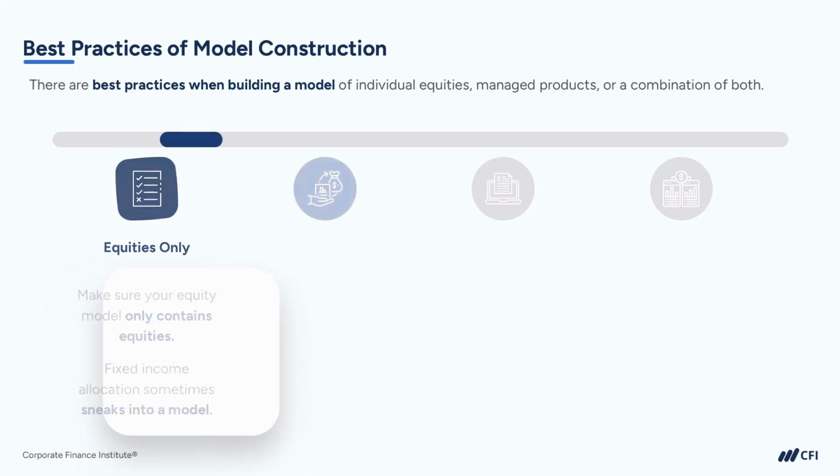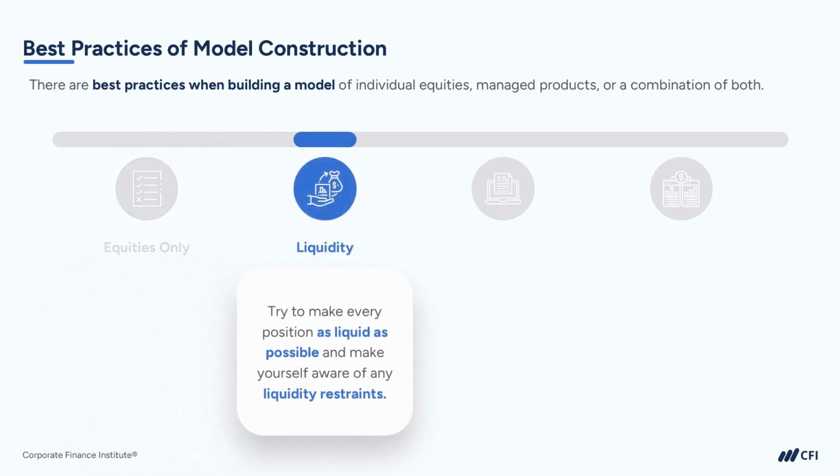Next, try to make sure that every position in your model is as liquid as possible and make yourself aware of any liquidity concerns or constraints early on. For example, small cap, thinly traded stocks may not always be easy to trade due to low volume and liquidity, making getting in and out of these positions difficult and potentially expensive. Other products like structured notes can only be bought and sold from the dealer that manufactures them, and you can't buy more of the same note a client already owns after the issue date. This makes rebalancing and deploying additional capital challenging if that note is part of your model.